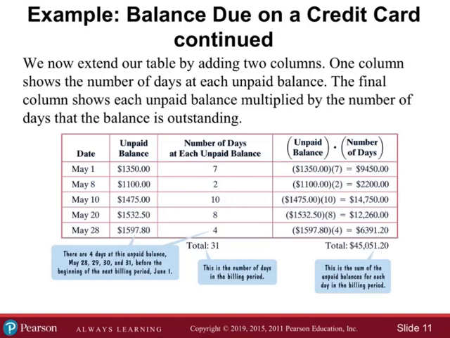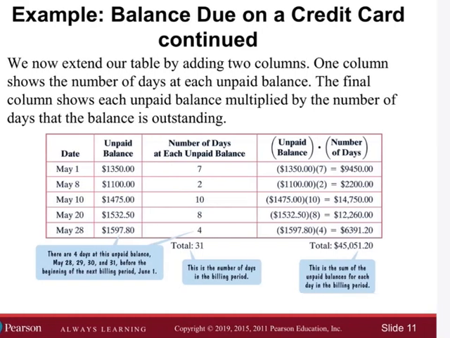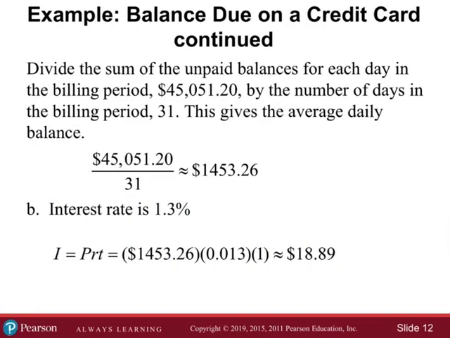And then I think these are charges. So that first charge, this new balance, that 1475, was in there for 10 days. And then there was another charge, so it became 1532.50, and was in there for 8 days. And then another charge brought the balance to 1597.80, and that was in there for 4 days. Notice that the number of days add up to 31. So then we get 45,051.20. Then we're going to divide that by 31, right? So yes, the 45,051.20 divided by 31 gives us 1453.26.